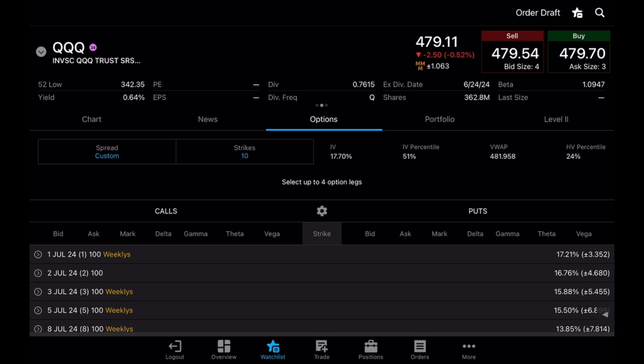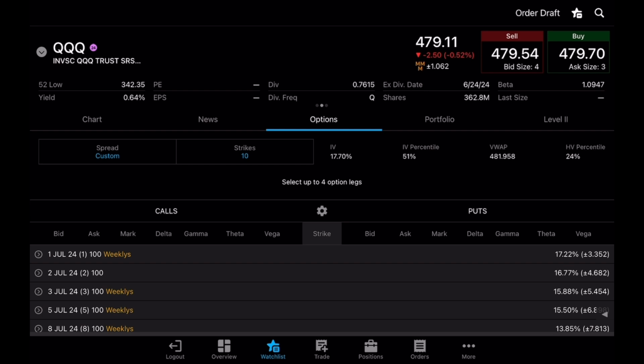Now we see here at the bottom left, it says 1 July 24, and then it has in parentheses 1. The parentheses is always going to tell you the number of days to expiration, known as the DTE. So in this case, the DTE is 1. Why? Because tomorrow is July 1st, at the time of me filming this video. And that lets us know that that is when the contracts will expire.